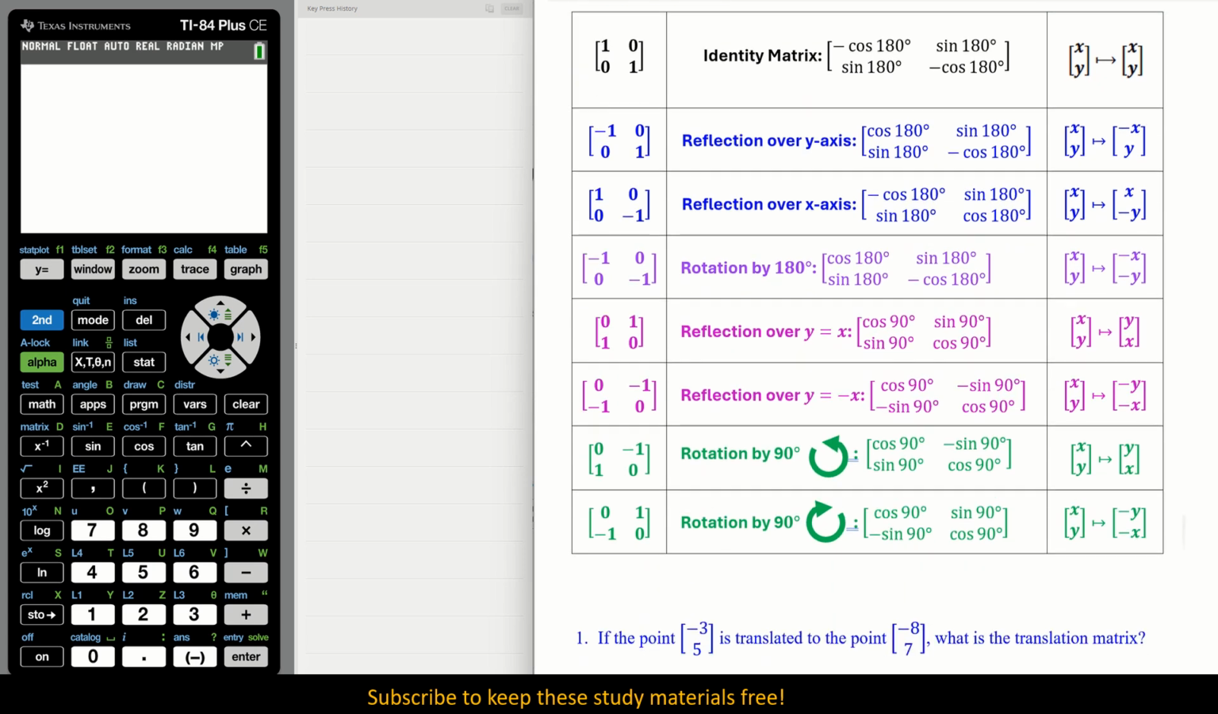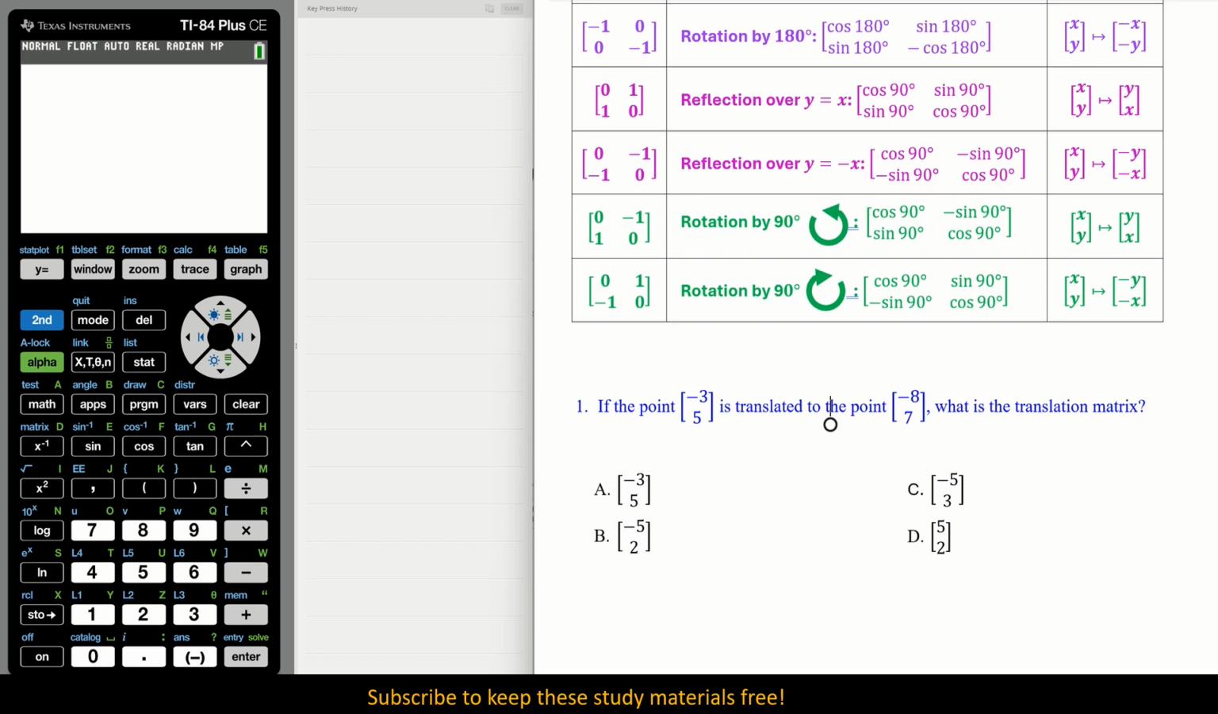Okay. All right, number 1, if point (-3, 5) is translated to point (-8, 7), what is the translation matrix? Okay, so what we need to do here is first let's consider this matrix A. This is going to be matrix B. So in the spirit of things, we need to say that we have A plus this I don't know matrix equals B. And that will be an X and a Y.